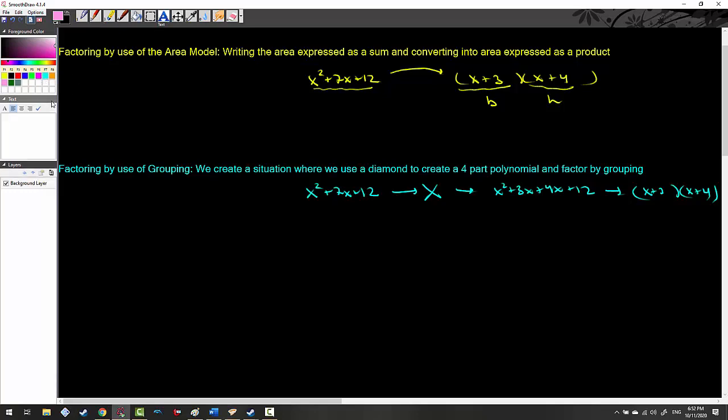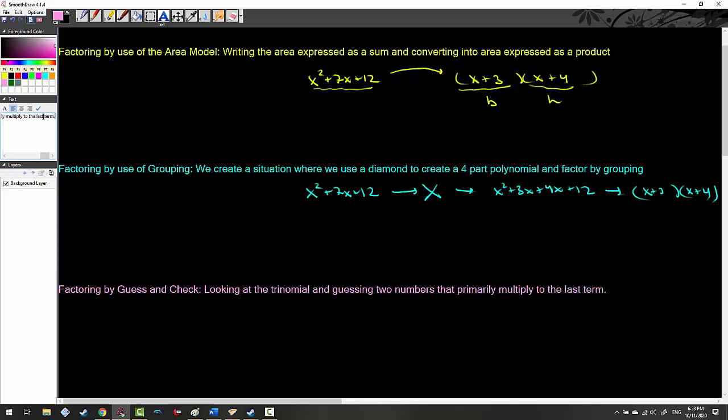Okay, the last version of factoring that I showed you was factoring by guess and check. What we were doing here is literally looking at the trinomial and guessing two numbers that primarily multiply to the last term, secondly will sum, or combine into the middle term.